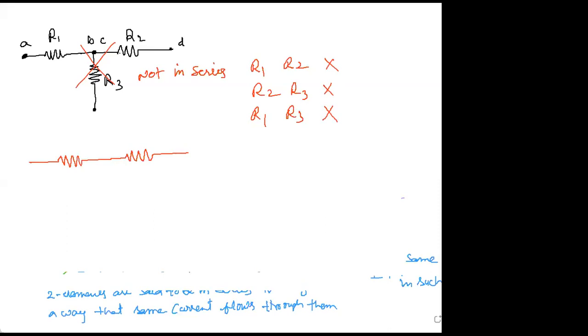Now here in this case you have three resistors connected like this. Now one resistor is removed like this. So this is R1 R2. R1 R2 are in series. Yes, sir. Yes. So R1 and R2 are in series.